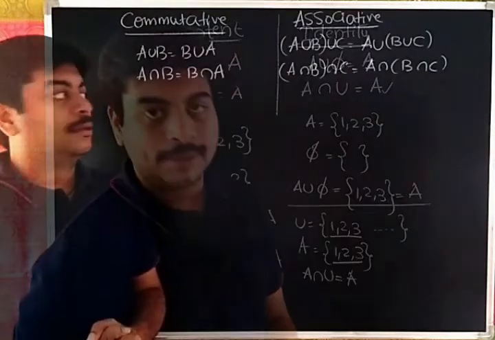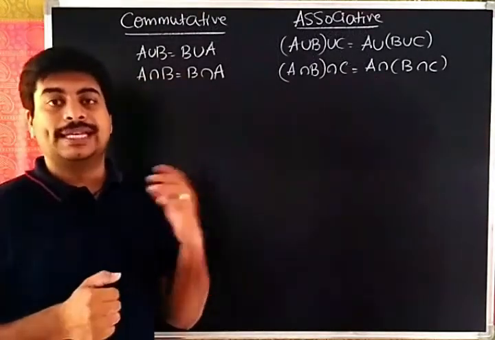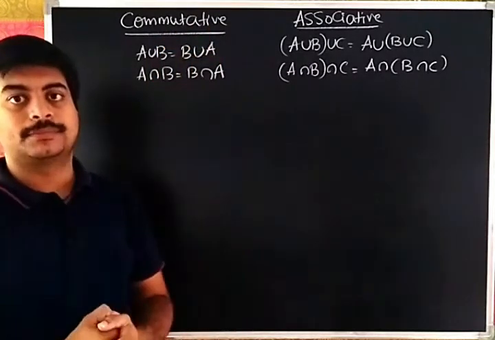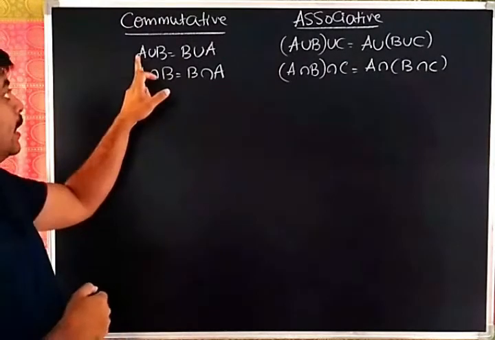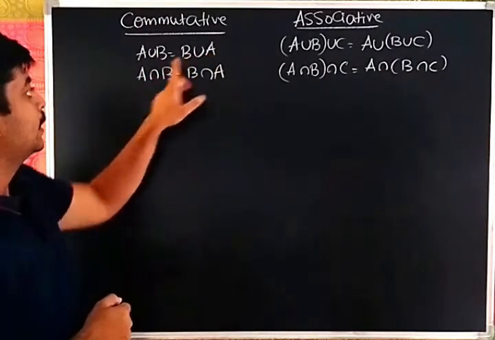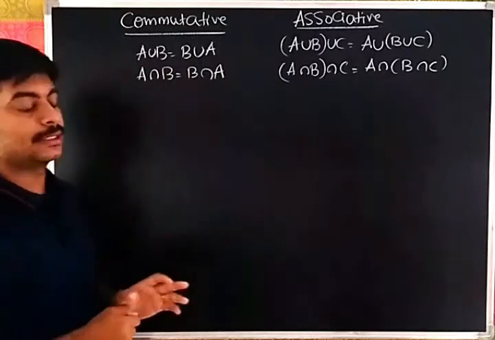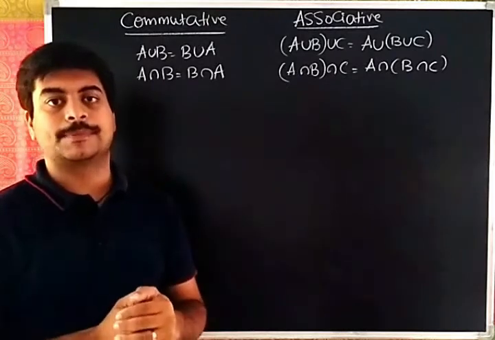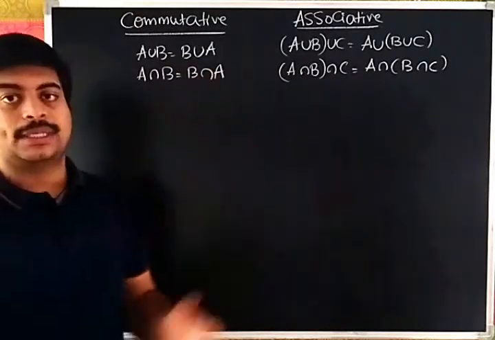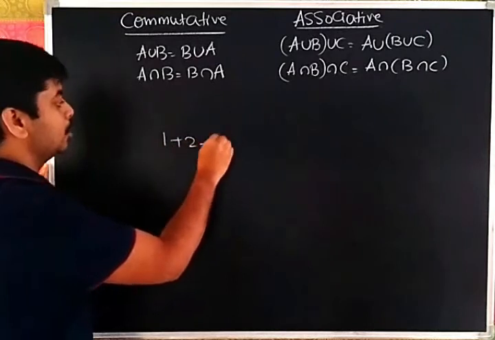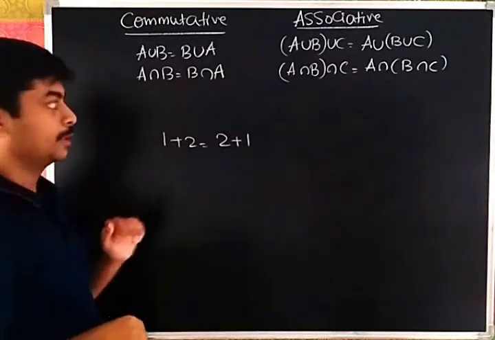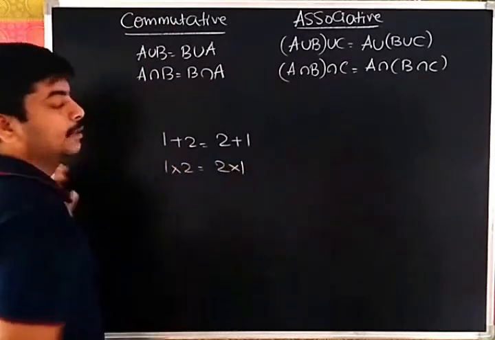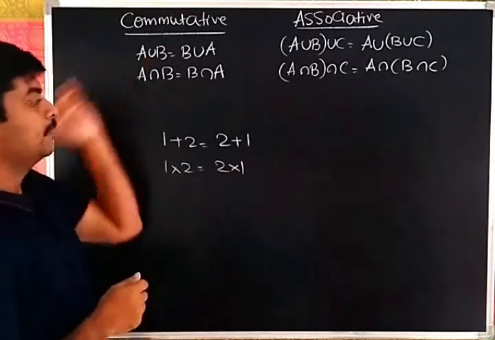So we'll move forward. The next two properties of the laws are commutative law and associative law. What is this commutative law saying? A union B is equal to B union A, and A intersection B is equal to B intersection A. If you relate this to the normal number system, commutative law in that is 1 plus 2 is equal to 2 plus 1. That is commutative law under addition. 1 into 2 is equal to 2 into 1. That is under multiplication.